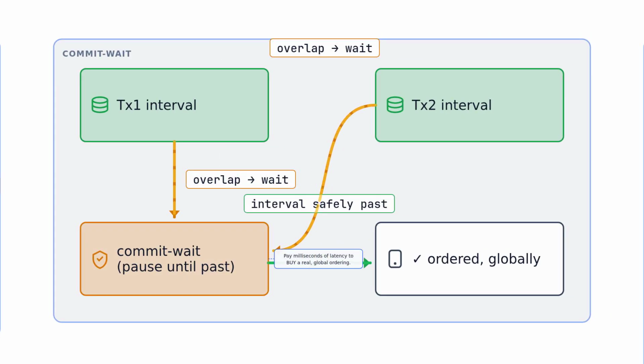When two intervals overlap and you genuinely can't order them, you wait. Spanner deliberately pauses, commit wait, until the transaction's timestamp is safely in the past everywhere, then makes it visible. It spends real latency to buy a real global ordering. TrueTime pays for time in milliseconds on purpose.